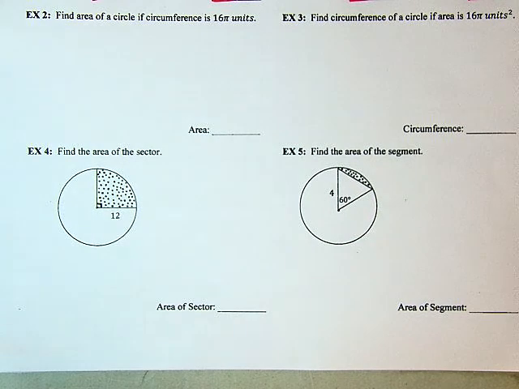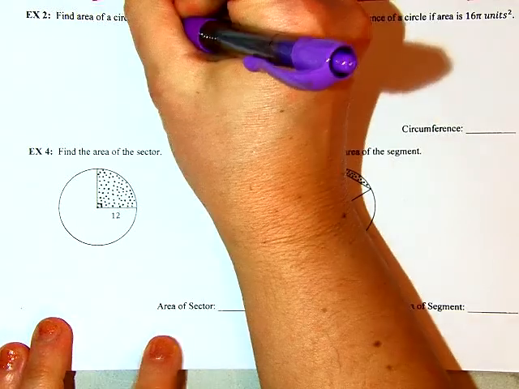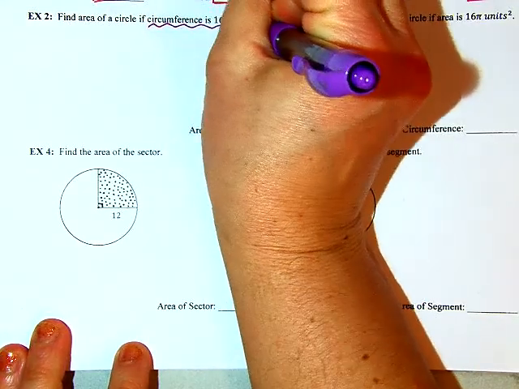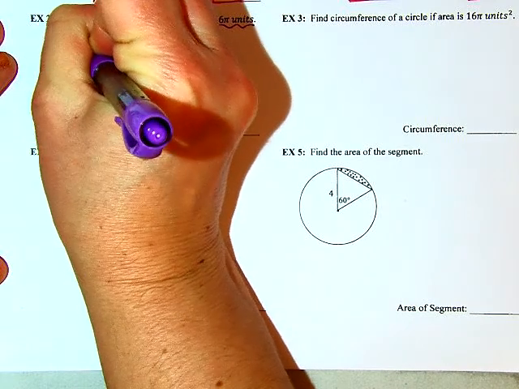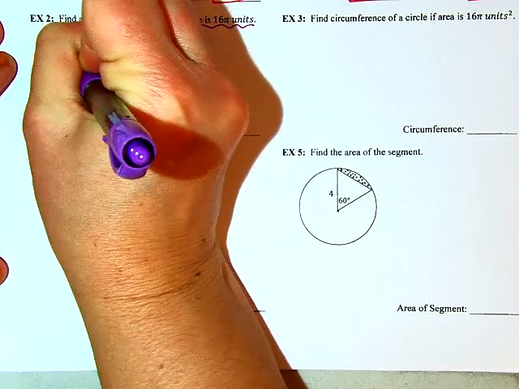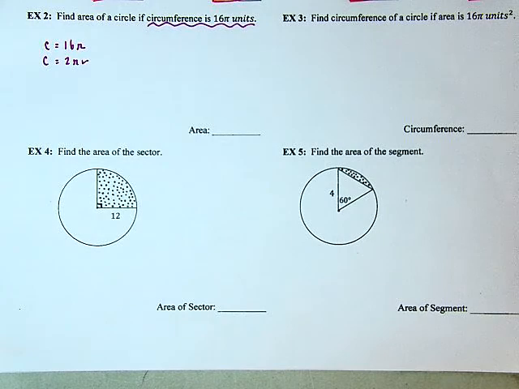Here I'm giving you, in example 2 and 3, I'm giving you circumference, and I want you to find the area, and then vice versa for example 3. So I'm giving you one of the two, and I'm asking you to solve for the other. So in the first one, I'm saying, well, circumference is our starting point. We know that the circumference is 16 pi. So I know that circumference is 16 pi, and I know that its formula is 2 pi r. Okay, so when I see that, I go, oh, okay, my radius is 8.